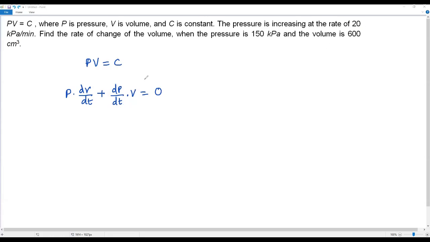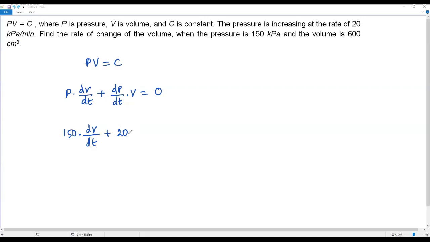Okay, now let's plug in. So for this P, we can plug in this 150, because the question asks us to find the rate of change of volume when the pressure is 150 kilopascal. Let me plug in 150 for this P. And for dV over dt, I have to find the value. So for dP over dt, I have to plug in this 20. That is the change in the pressure with respect to time. I plug in 20 over here.